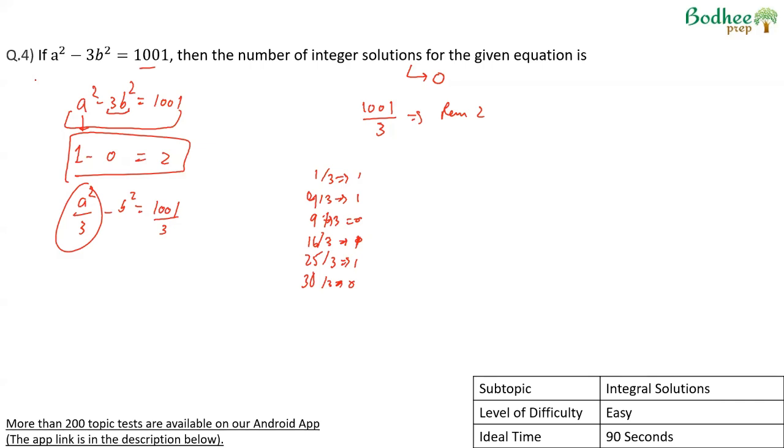Since the 3 was there and we are just checking for remainders, I am saying probably a moderate, easy to moderate level of difficulty. Solving time should not be more than a minute and a half to 2 minutes.